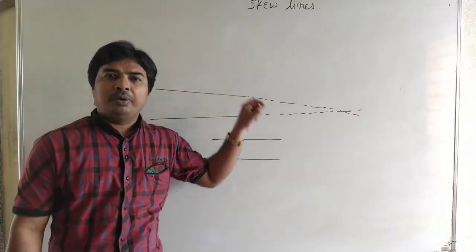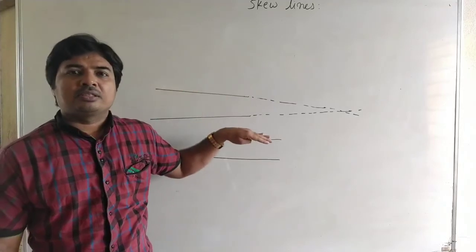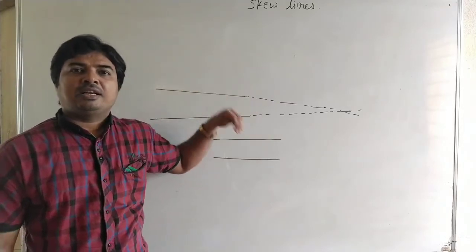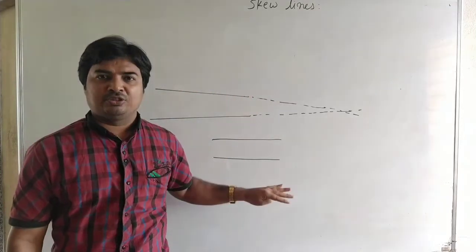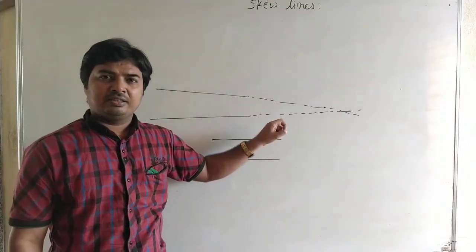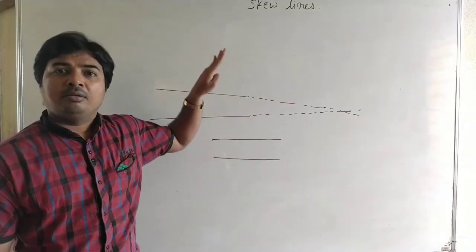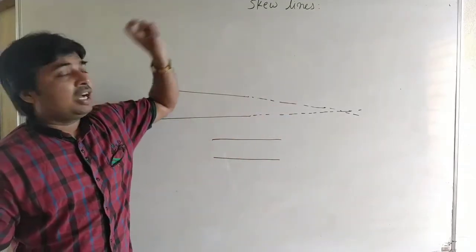That means in a plane, the relation between two lines is that lines are either parallel or intersect each other. There are only two conditions. Lines either intersect, and if lines do not intersect, that means lines are parallel, in a plane. Now, what are skew lines?